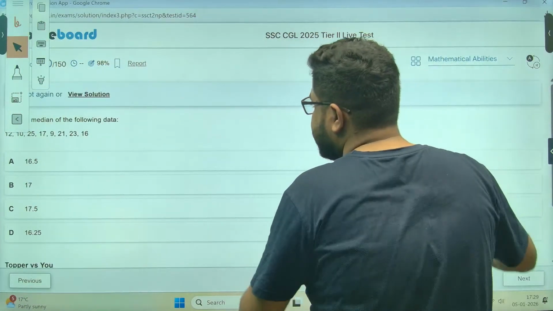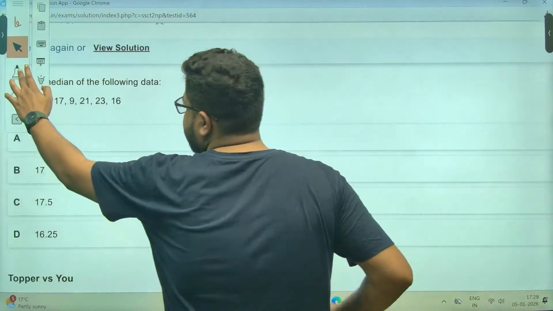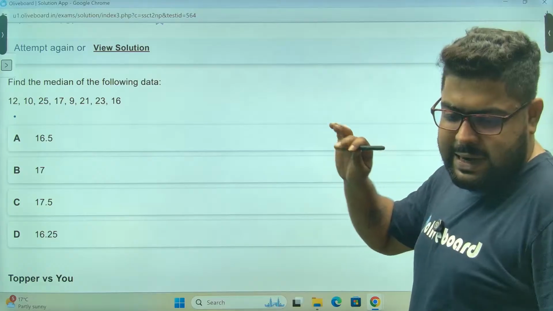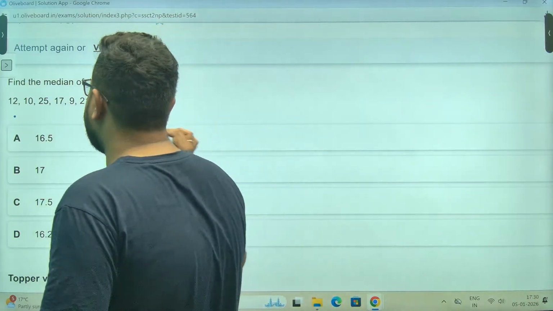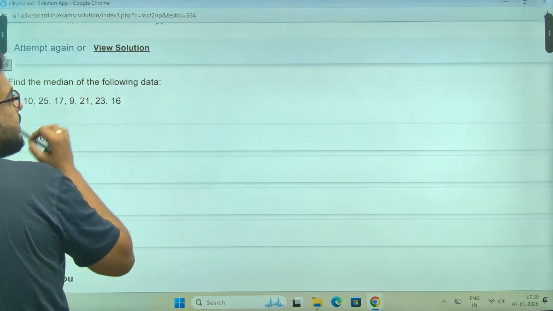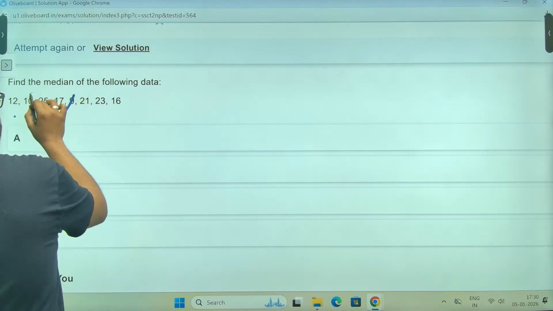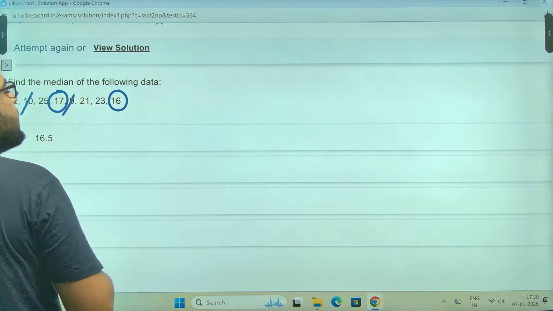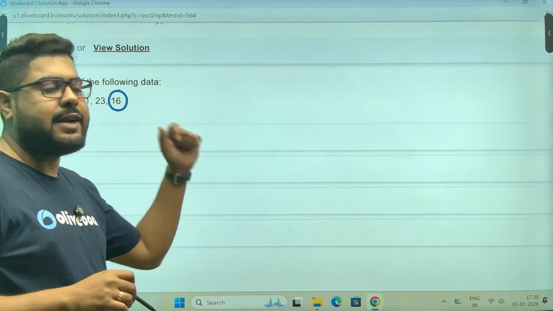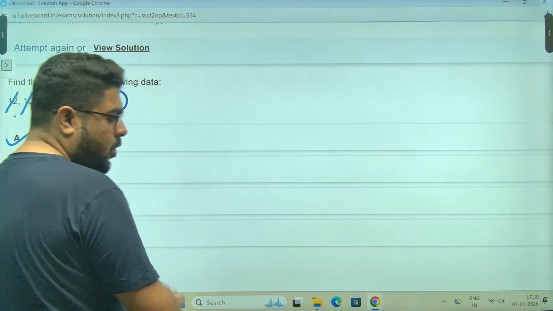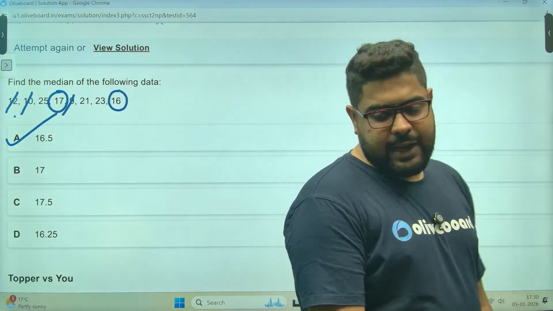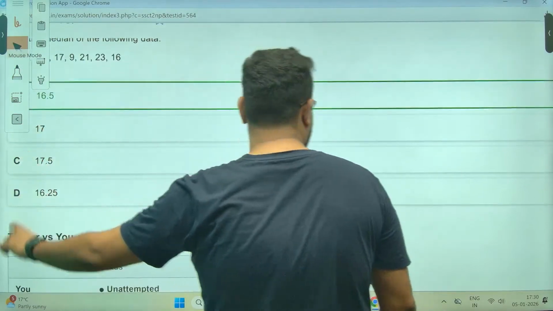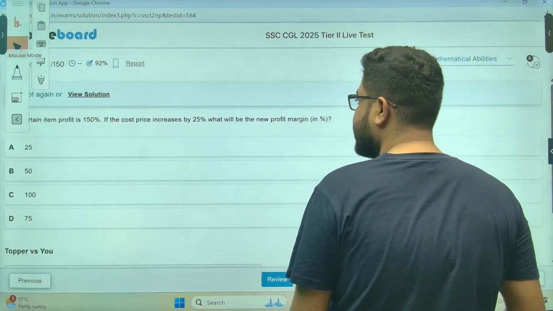Again, median they are asking. Again, a very simple question. Sir, 1, 2, 3, 4, 5, 6, 7, 8. I need 8. Meaning median will be between the 4th and 5th. I'm arranging in ascending order. First, second, third, 4th, and 5th. Median, 16th and 17th. In between is 16.5. Option number A, sir. Again, you see, no need of calculation. You do not need pen and paper to answer this. Next one.